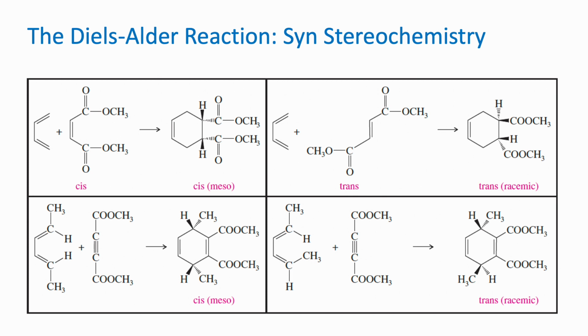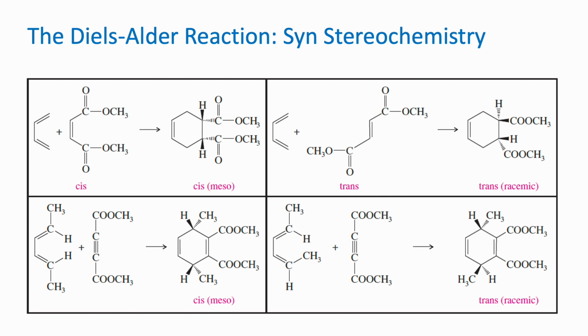So this reaction is a syn stereochemistry, which means that when both groups add, they both add to the same side of the molecule. So whether we're going to get a cis product or a trans product has to do with the relative orientation of our dienophile before the reaction begins. So let's look at the top box on the left. We have our butadiene, our diene, which just has 4 atoms. It's a simple diene. And then we're reacting that with this cis dienophile.